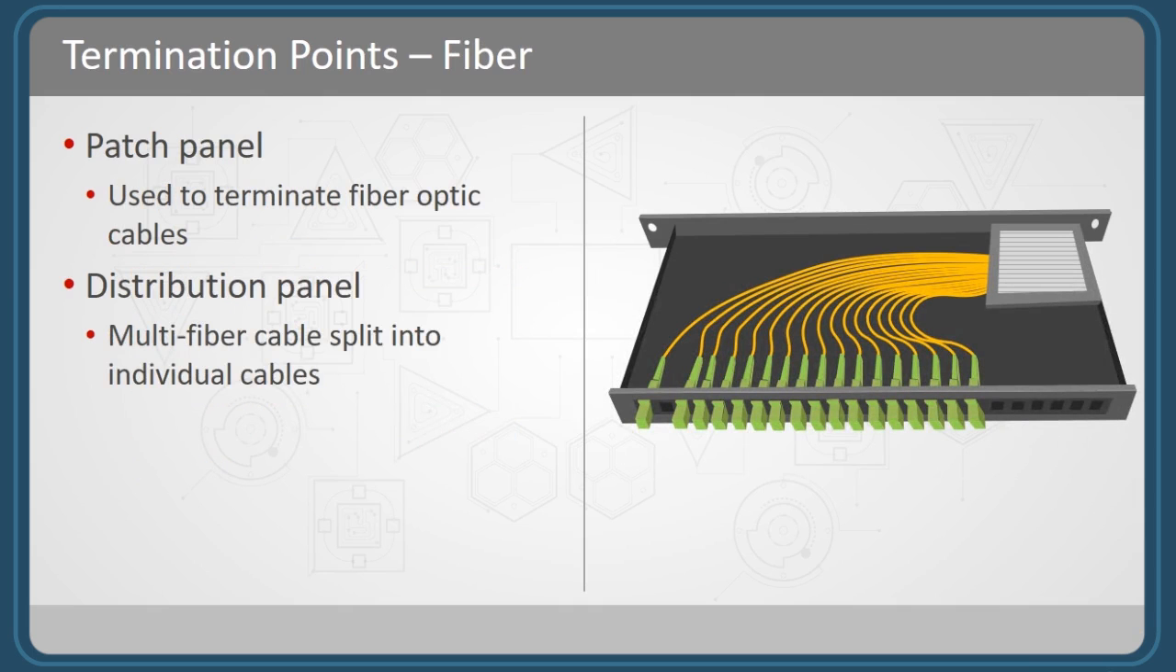And you could also do the same with fiber. There was a patch panel which is simply used to terminate fiber optic cables, pretty much the exact same thing, just for fiber. But it could also be used as a distribution panel, a multi-fiber cable split into individual cables. Now, the multi-fiber cable really is just one large cable with many smaller cables inside of it.